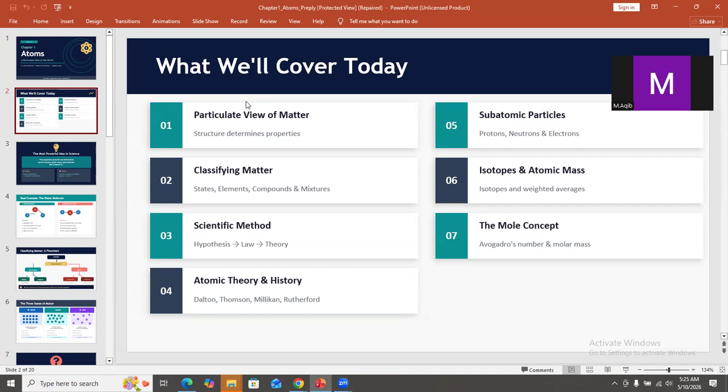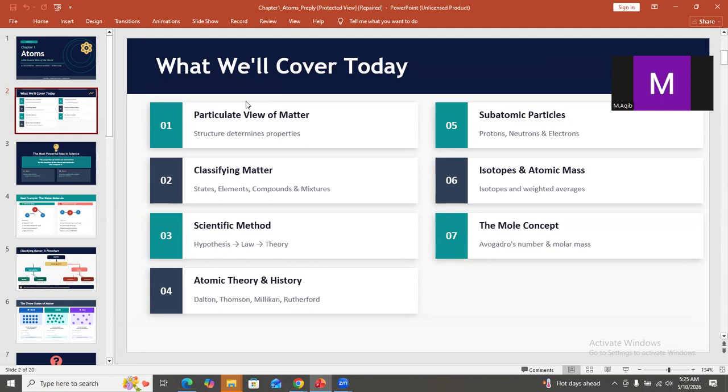But how do we classify matter? We are also going to study that. And what are the different states of matter? That is solid, liquid, gas, plasma. And these are the classification of matter. We are also going to study elements: what the elements are, and how elements combine and form different substances. These substances can be compounds or they can be mixtures, and we are going to study that as well.